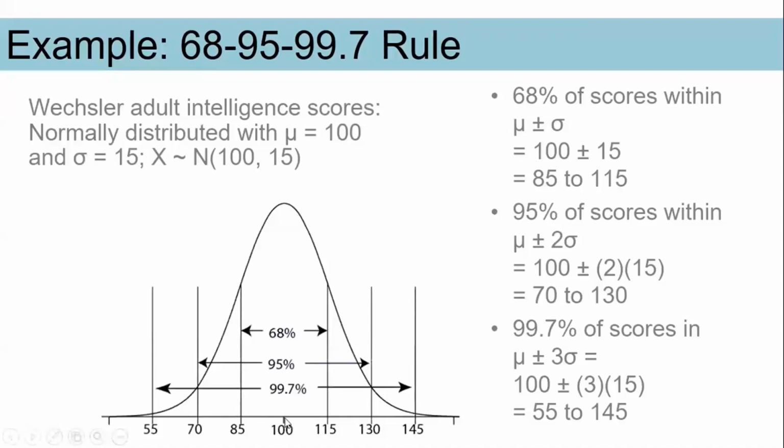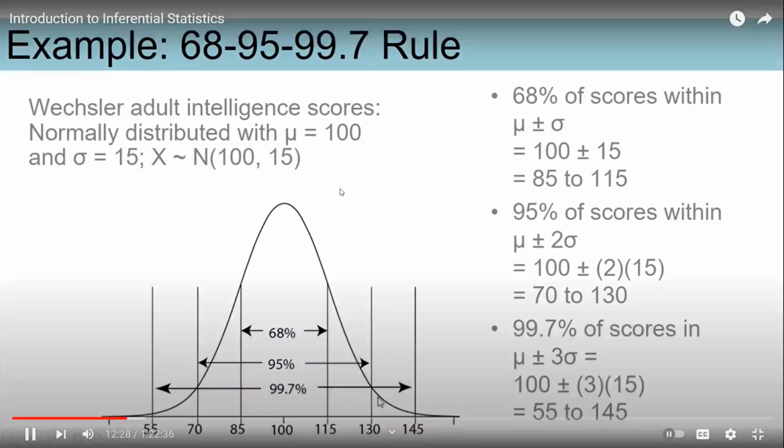So from here, you subtract 15: 85, minus 15, 70, minus 15, 55. Plus 15, if you go to the right: 115, 130, 145. So 68% here, as you see, are 85 to 115, 95%, 70 to 130, and from 55 to 145, approximately 99.7% of them. Okay, do you have any questions or clarifications so far?